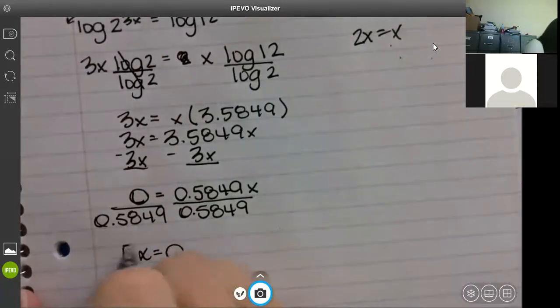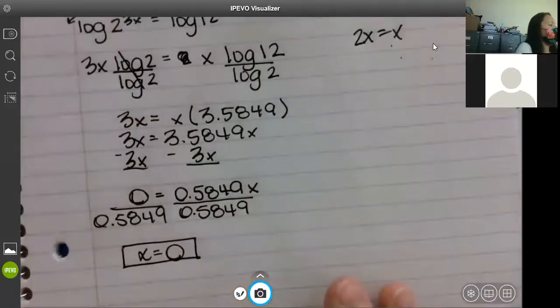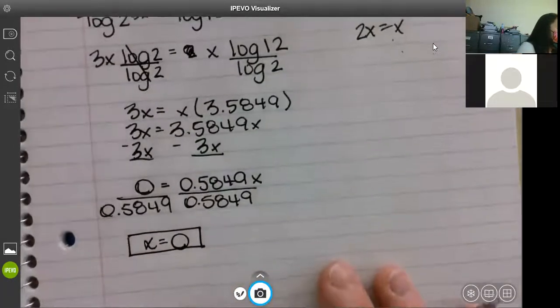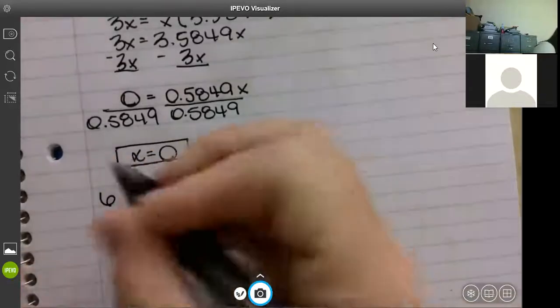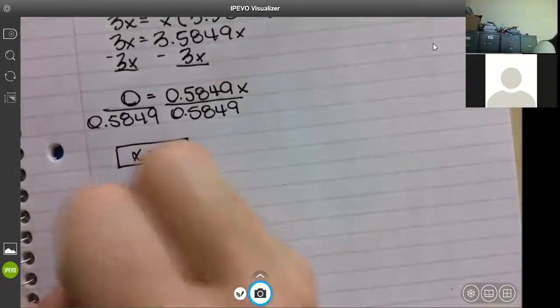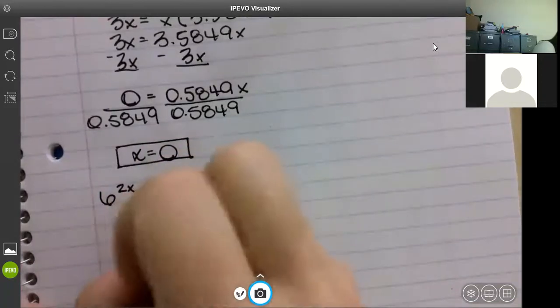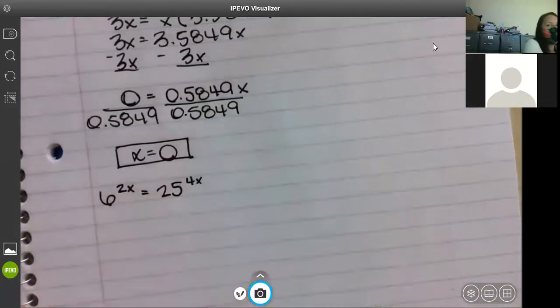We're going to do another one. Like I said, these are the worst ones. There are other ones that are like this that are a little bit easier. All right. I'll move it so you can see it in a minute. 6 to the 2x equals 25 to the 4x.